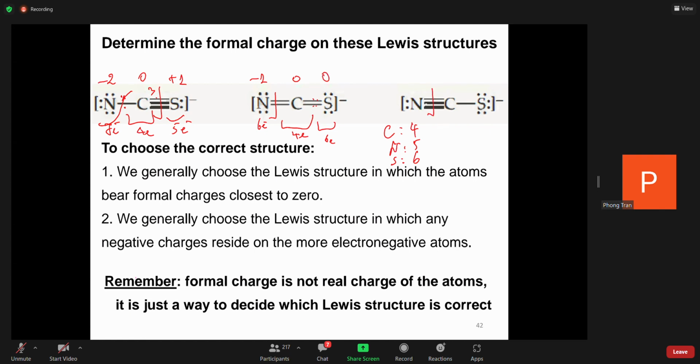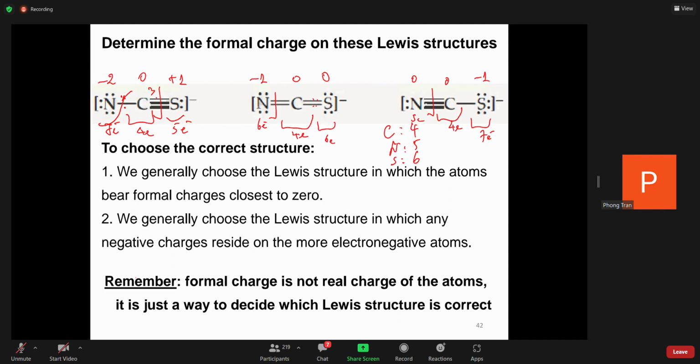Here you have 5 electrons. You have 4 electrons. 6, you have 7 electrons. So the nitrogen here, you will have the formal charge 0. Carbon, you have a formal charge 0. And the sulfur, you have a formal charge -1. Okay?